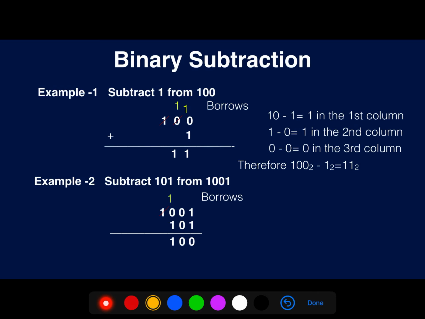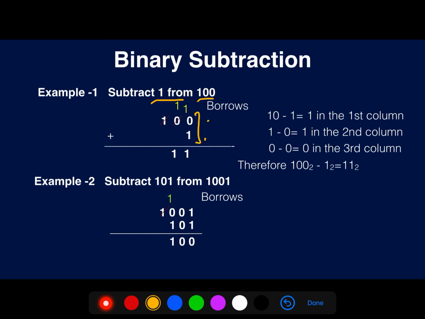Now we are taking a few more examples. Here we are subtracting 1 from 100. So we have 100, and here we have written 1. In the first column we first see 0 minus 1, which is not possible, so we need to borrow. In the second column there is nothing we can borrow, so we move to the third column where it is 1. We borrow 1 from the third column to the second, so the second becomes 10. Now from the second we borrow to the first column, so the second column becomes 1, whereas the third column becomes 0.